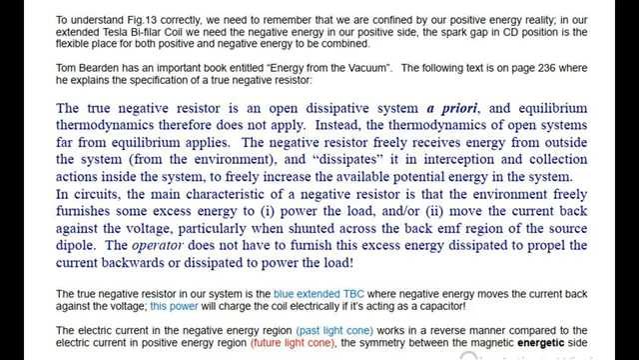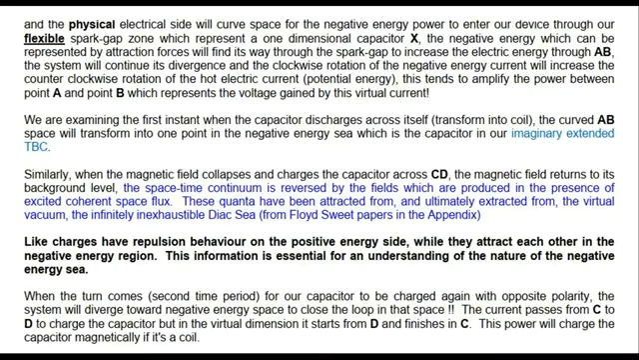The electric current in the negative energy region, past light cone, works in a reverse manner compared to the electric current in positive energy region, future light cone. The symmetry between the magnetic energetic side and the physical electrical side will curve space for the negative energy power to enter our device through our flexible spark gap zone which represents a one-dimensional capacitor X. The negative energy which can be represented by attraction forces will find its way through the spark gap to increase the electric energy through AB.